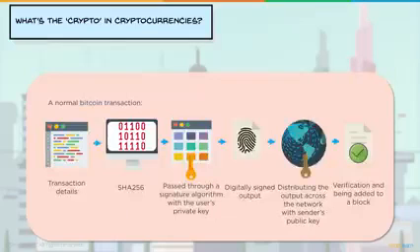Now let's talk about a normal Bitcoin transaction. First, you have the transaction details. This details who you want to send it to and how many Bitcoins you want to send them. Then it's passed through a hashing algorithm. For Bitcoin, we use the SHA-256 algorithm. The output that you obtain is passed through a signature algorithm with the user's private key. This is used to uniquely identify the user.